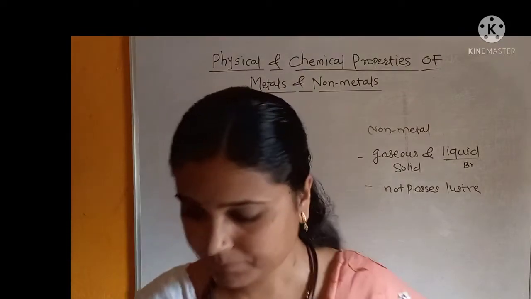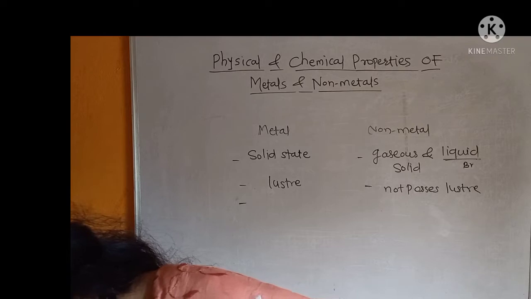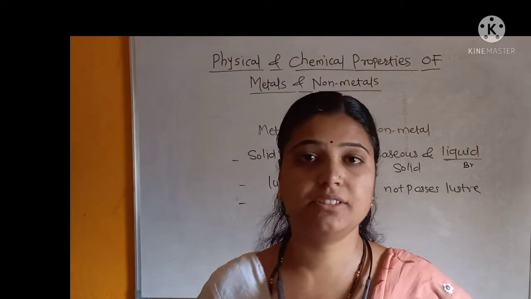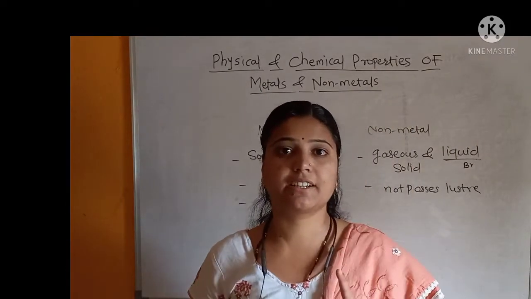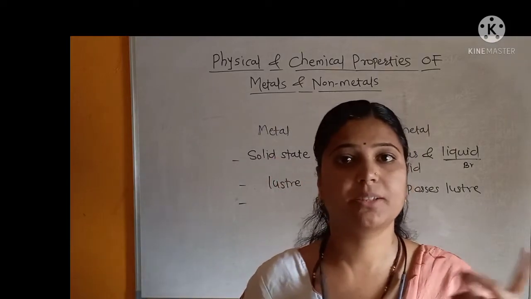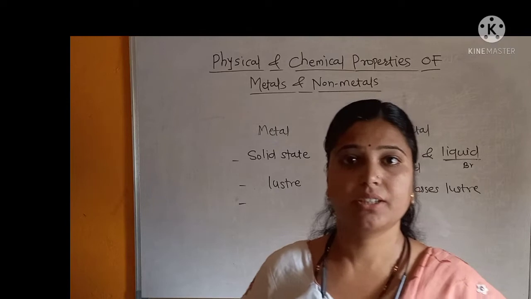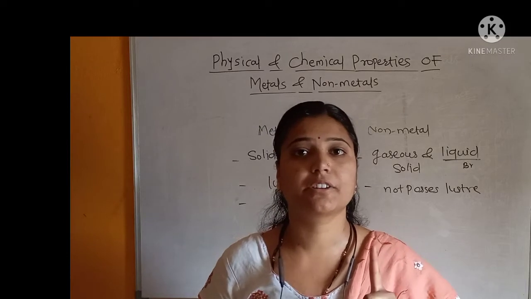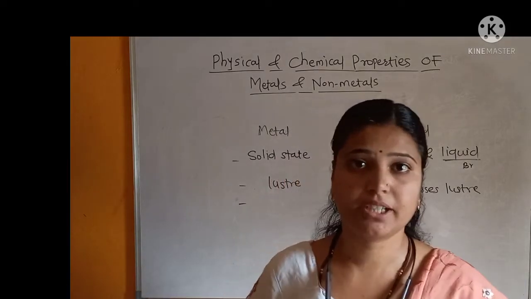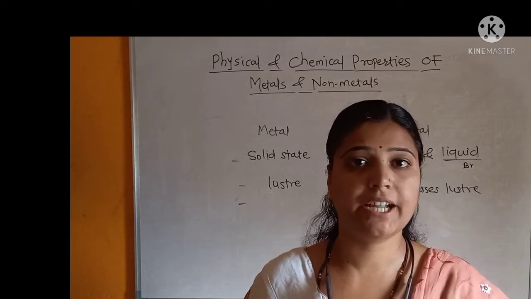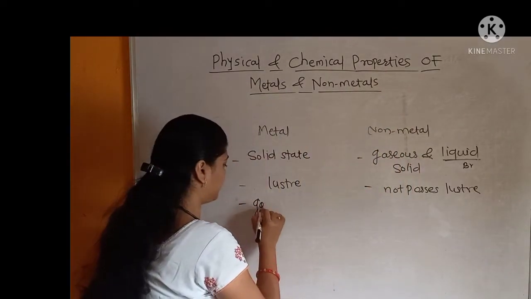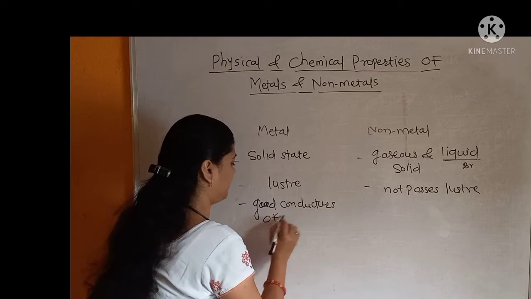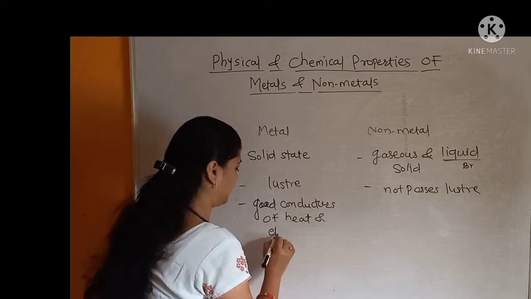Then the third point is that metals are good conductors of heat and electricity. In electricity conducting wires, metals are present, sometimes copper or aluminium. Why are copper and aluminium wires used? Because they are good conductors of electricity and they are metals. Metals are good conductors of heat and electricity.